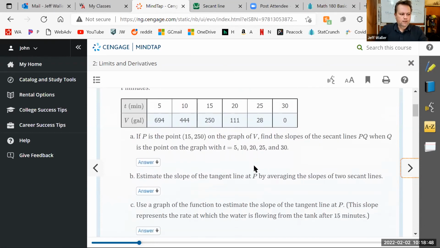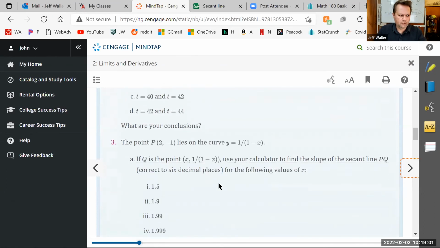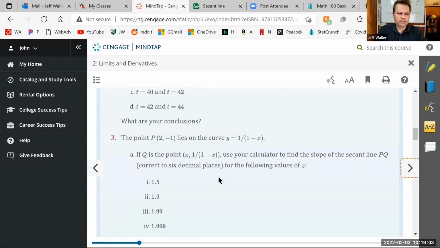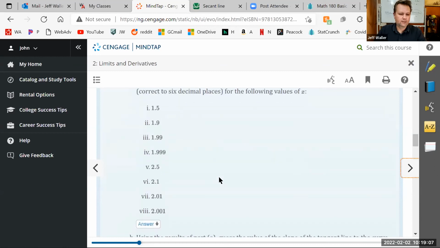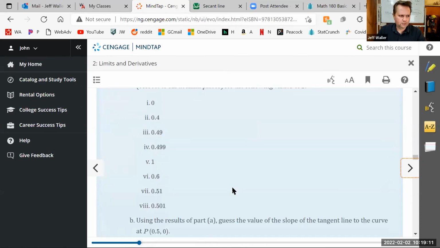Okay. And that's basically 2.1. There's no limits yet. It's just finding slopes between points and letting the other point get close to the one you're interested in. They just ask you the same question in a lot of different ways. So you have to let me know if the words they're using are strange, right?